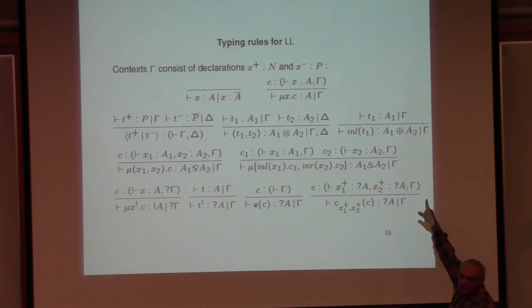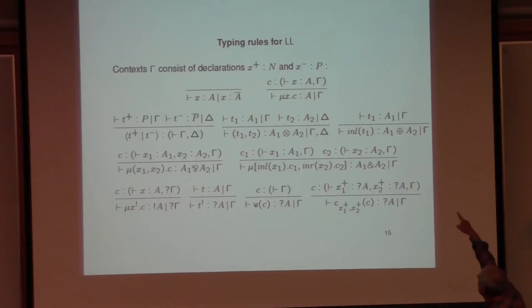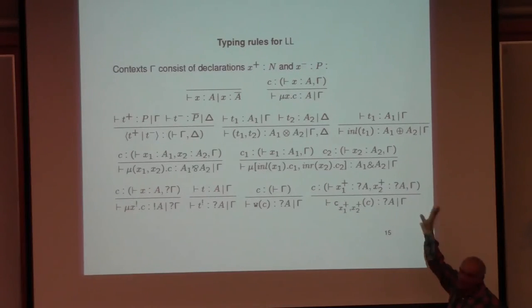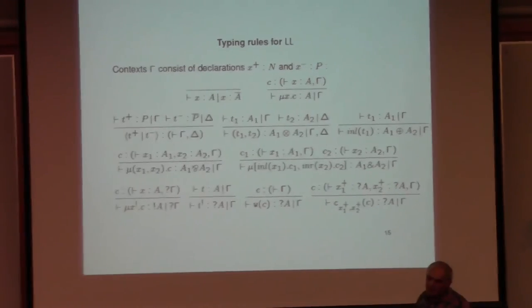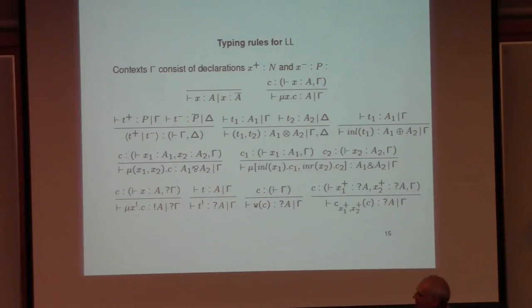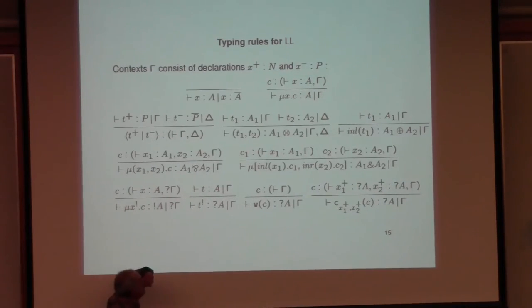Now you recognize the introduction for the disjunction, and since the disjunction was irreversible, I use constructors, and quite naturally I use the inleft construct, thinking of A1 plus A2 as the disjoint union of A1 and A2. Same thing for inright. Then we have already seen the power. And so this is the rule for the with.